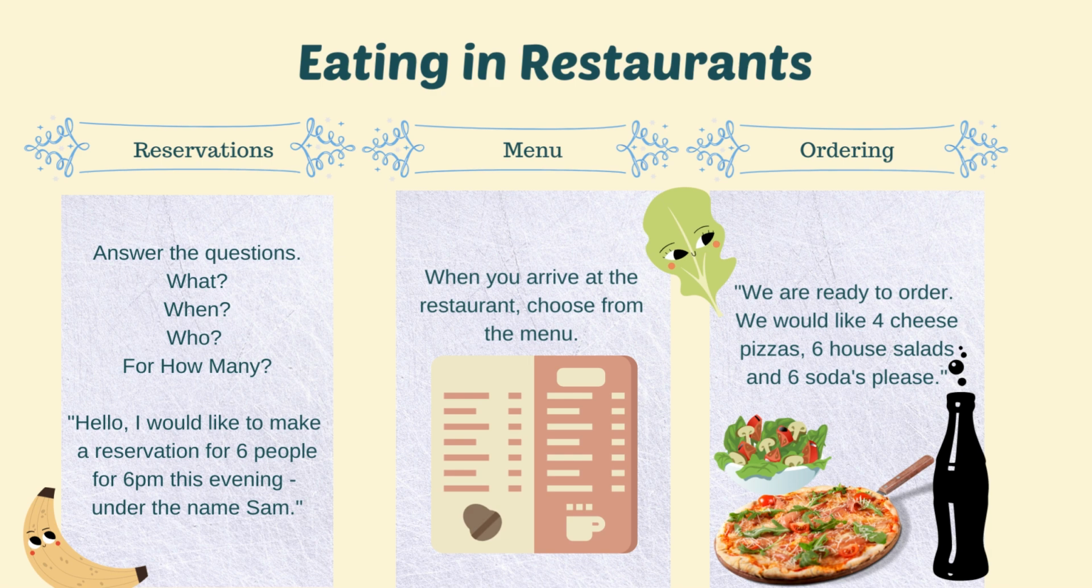When you arrive and you're seated and you're looking at the menu, you can choose what you want to order. Then you tell the waiter or the waitress or the server, "We are ready to order. We would like to order 4 cheese pizzas, 6 house salads, and 6 sodas, please."